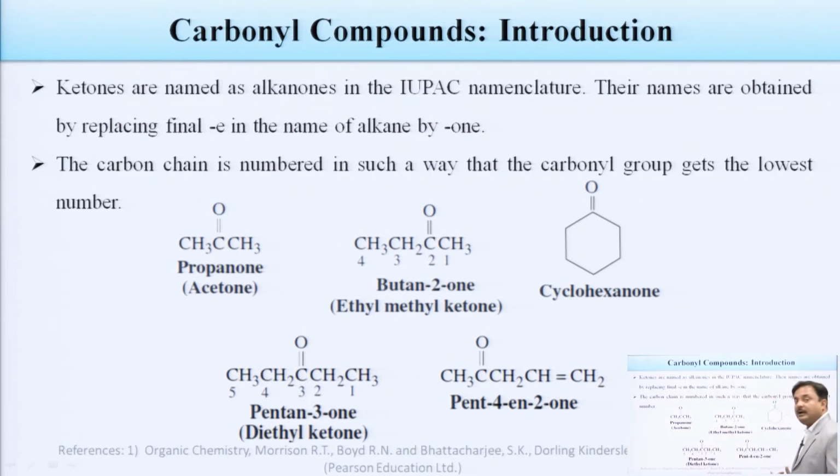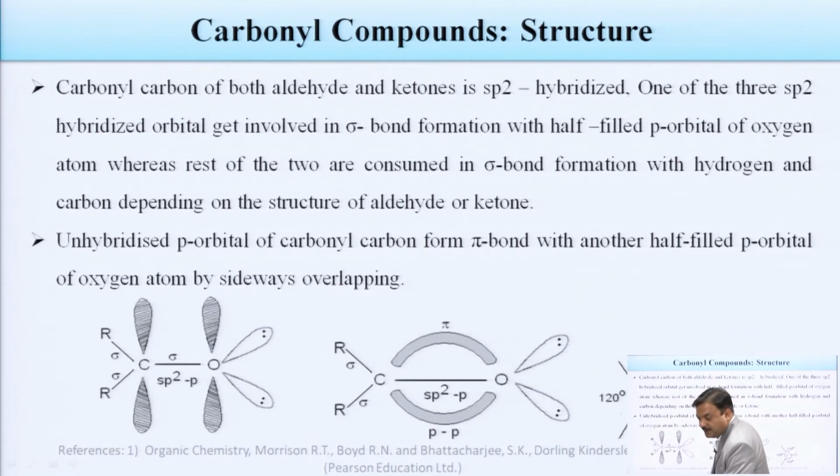Likewise, butane, the compound which has 4 carbons and 1 ketone group, that is the CO group, is known as butan-2-one, because the carbonyl carbon is present on the second carbon. Then there is cyclohexanone, then pentan-3-one, then pent-4-en-2-one, because a double bond is also present in the structure as well as the carbonyl group. So the carbonyl group is on the second carbon and the double bond is on the fourth. This is all you have covered in the previous part of organic chemistry.